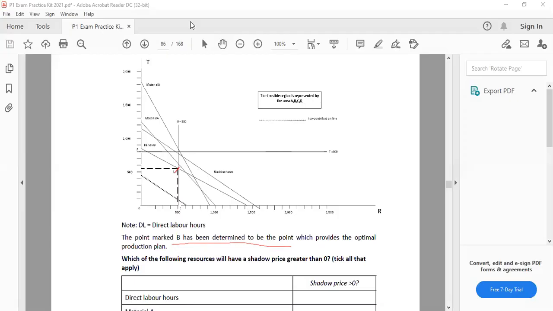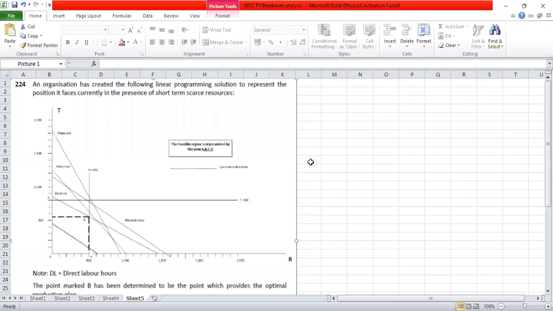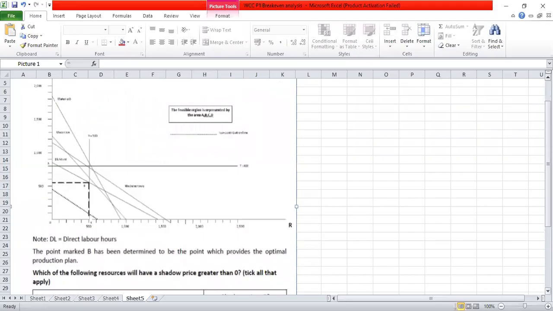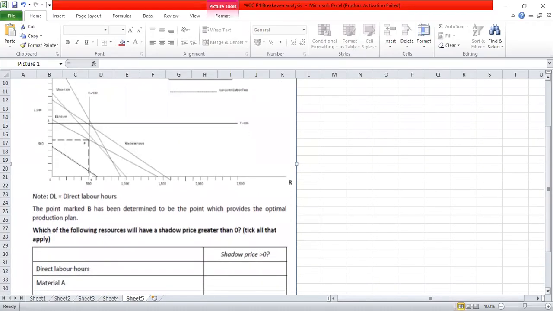Let's get back to the Excel. The font is absolutely not clear here, but otherwise also, we see that point B is the optimal point, already mentioned here. The point marked B has been determined to be the point which provides the optimal production plan. Which of the following resources will have a shadow price greater than 0?